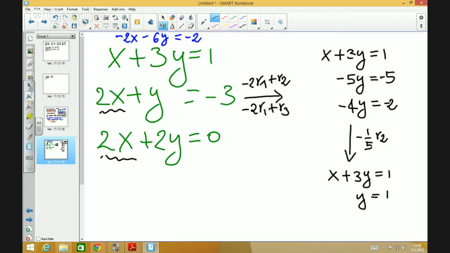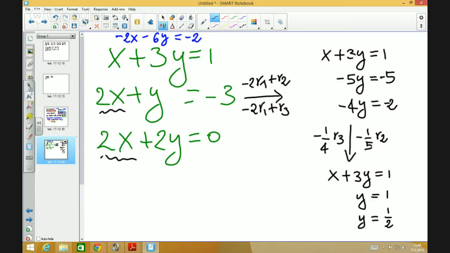Well, suppose at the same time I multiply the third equation by -1/4. What is it that I get? I get that y should be equal to 1/2.